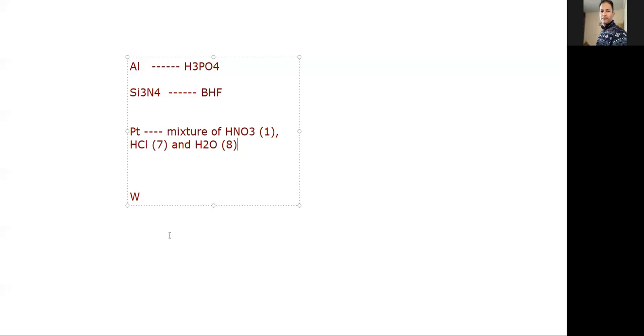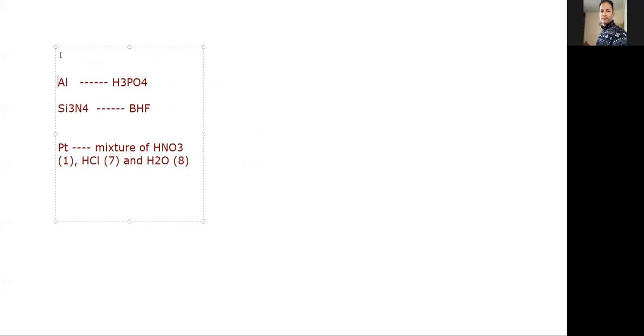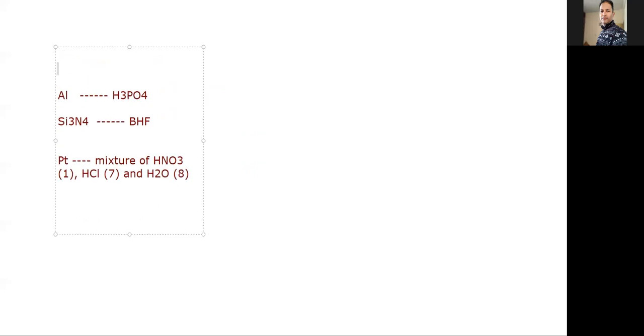There are other material layers like tungsten and so on. Every one of these metal layers or other materials has its own etching agents, so this is a partial list for you. Of course we know that oxide is removed by HF or buffered HF solution.